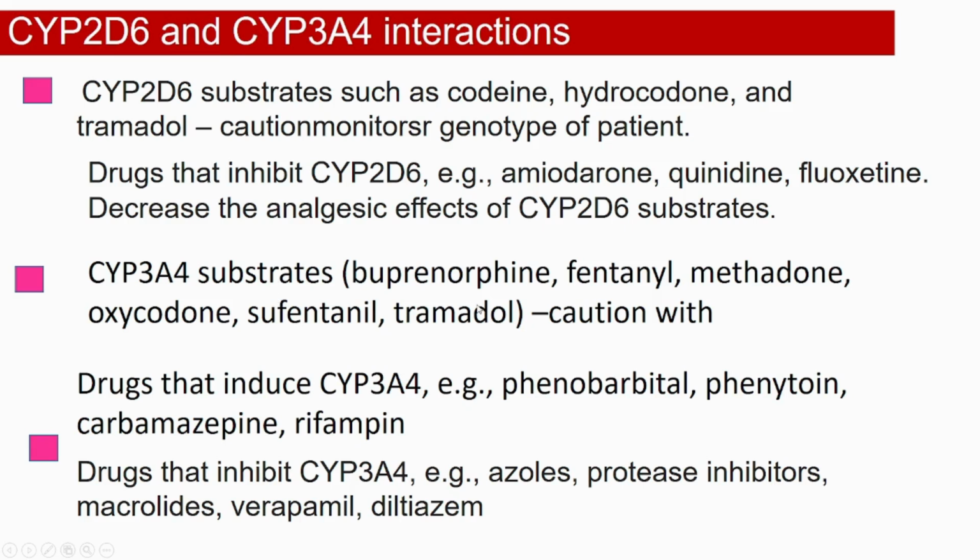And CYP3A4 substrates such as buprenorphine, fentanyl, methadone also require precaution with these CYP3A4 inducers and inhibitors. Both of them require precautions. CYP3A4 inducers are phenobarbital, phenytoin, carbamazepine, rifampin. Those are very classical, strong, potent inducers that require precaution. And strong CYP3A4 inhibitors are azole antifungals like ketoconazole, antiviral protease inhibitors, clarithromycin, erythromycin, verapamil, diltiazem. They are known for CYP3A4 inhibition.